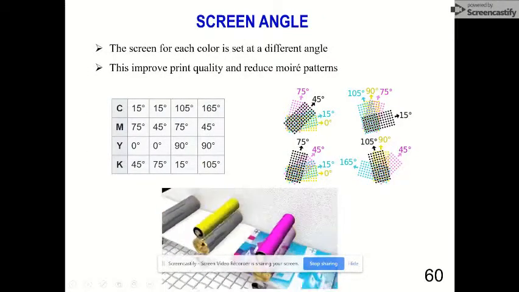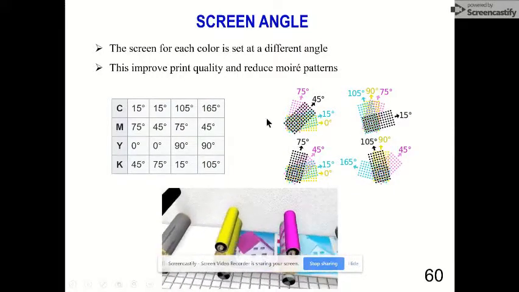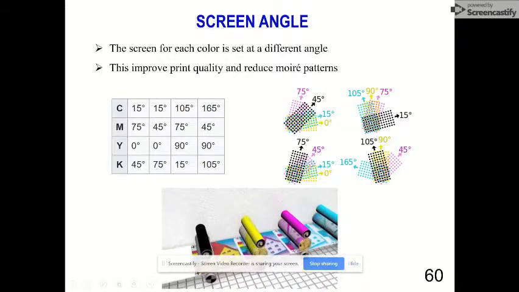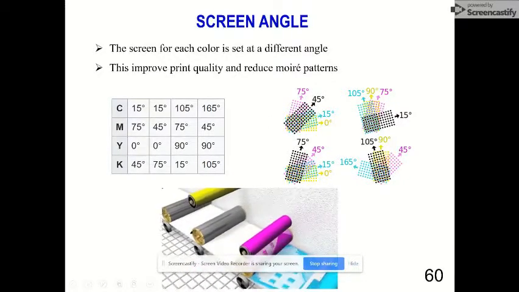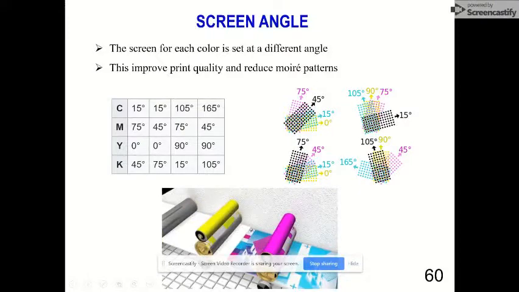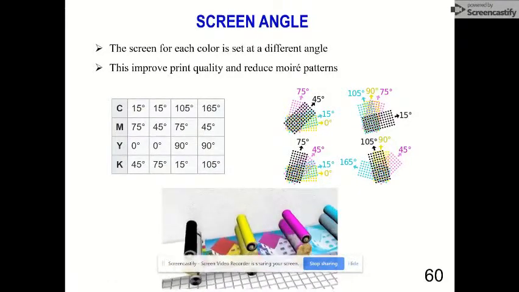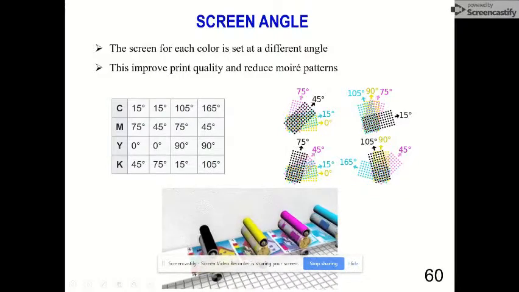So screen angle, this is the most important thing. The screen for each color is set at a different angle. This improves the print quality and reduces Moire patterns. See, if you do not do that, you'll encounter Moire patterns which will look clumsy on your image. The color mixing will not be proper on the printed paper.